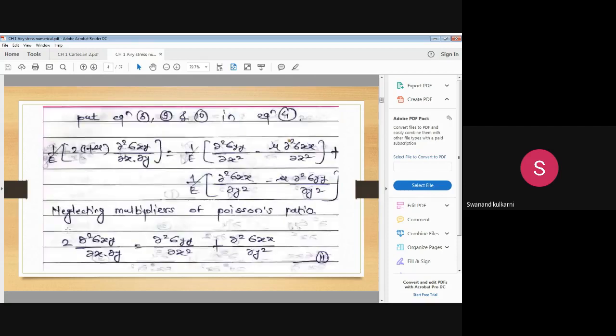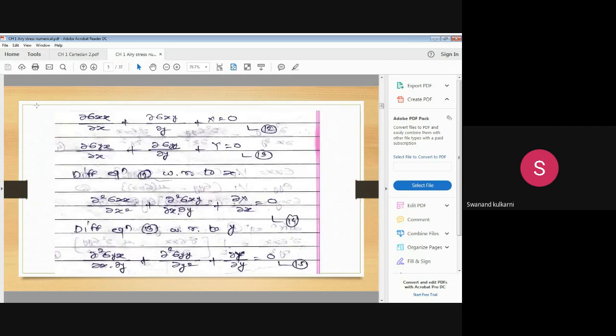Now some more things we will have to take into consideration, because we are halfway through this derivation. We are here with ∂²σyy/∂x² and ∂²σxx/∂y². Still something is needed here. For that purpose we are taking the reference of the equilibrium equation.